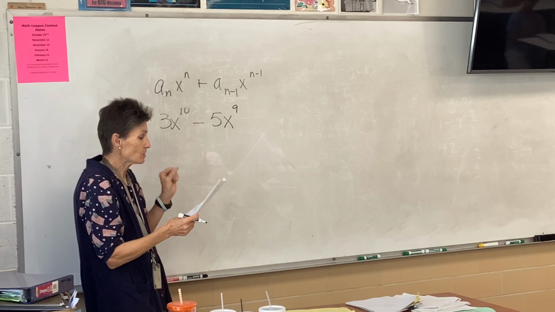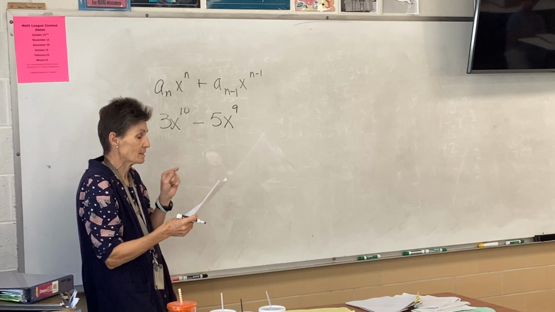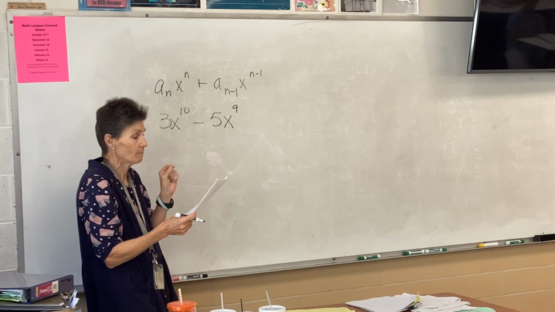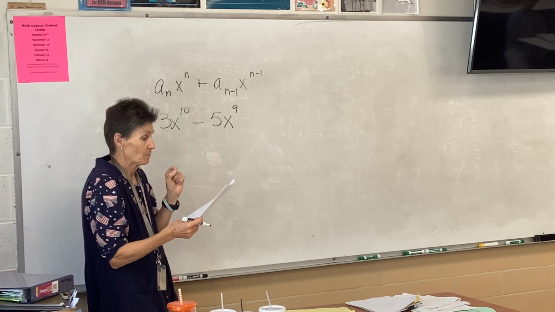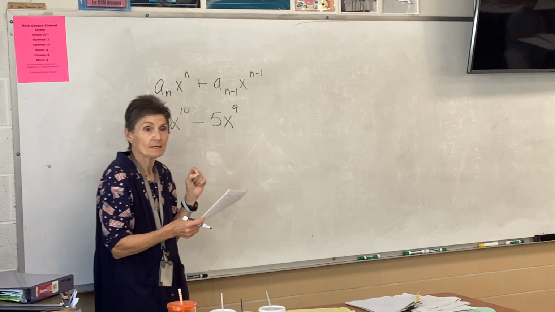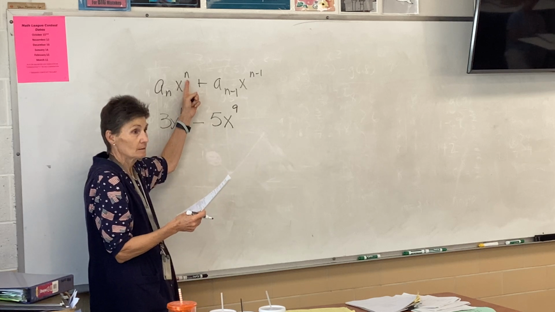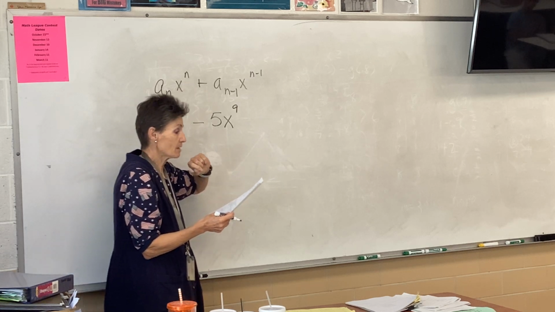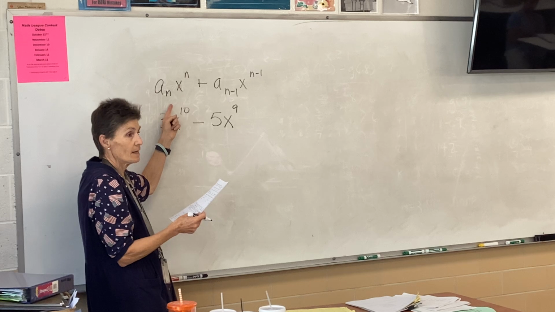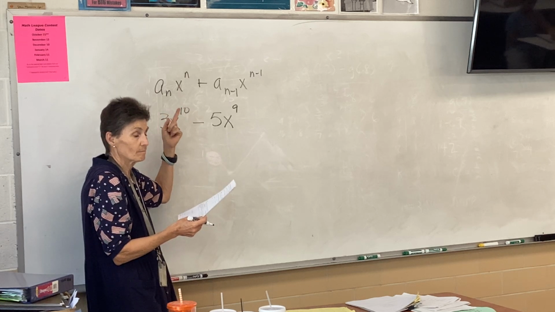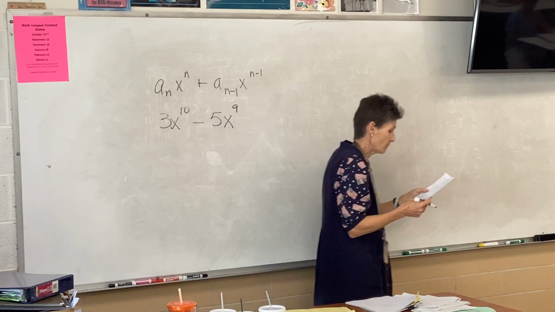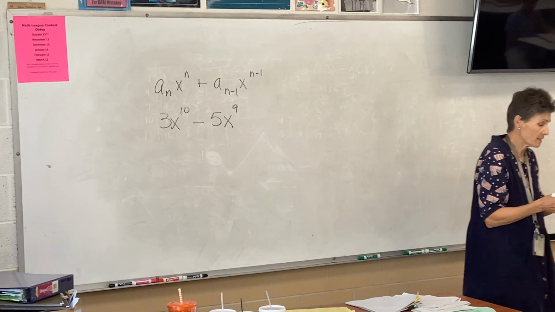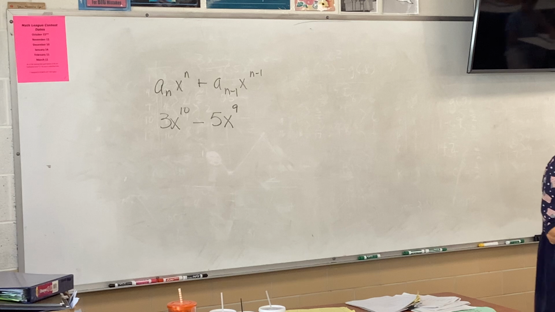The leading term is which one? What do we consider the leading term in that expression? A sub n, x to the nth. The degree is n, and the leading coefficient is a sub n, right? So let's look at example 1. What's the leading coefficient? 3, and the degree is 4.